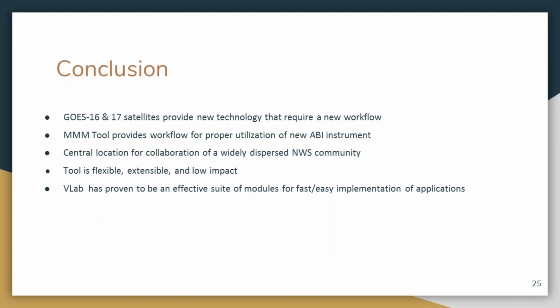Conclusion. So GOES 16 and 17 have these 1-minute mesos, 4 of them. Brave new world. We've got to figure out how to fully exploit them. They were about $1 billion worth of capability. We ought to use them. The M tool provides workflow for fully utilizing and coordinating the forecast workforce in managing that asset.